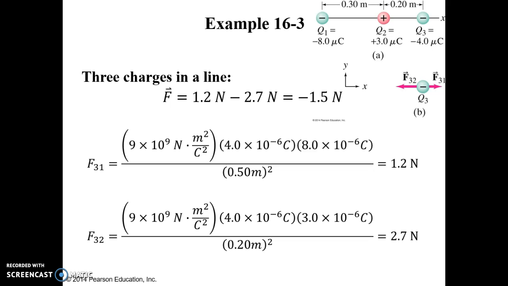Again, notice how I didn't bother with a negative sign yet, because I want to use the figure to determine the direction. So according to the force vectors on charge 3, F31 is positive and F32 is negative. Adding the 2 vectors together, we get negative 1.5 newtons. So the charge 3 is forced to the left with a magnitude of 1.5 newtons.